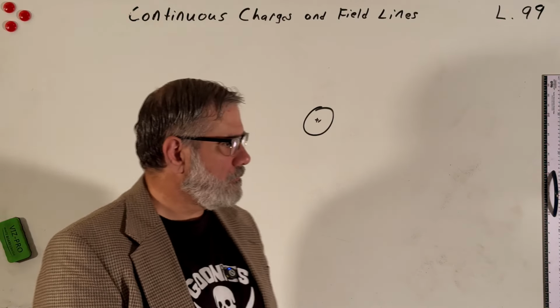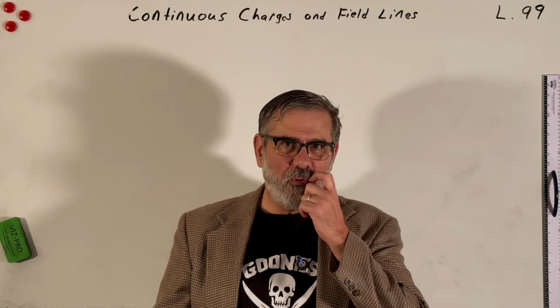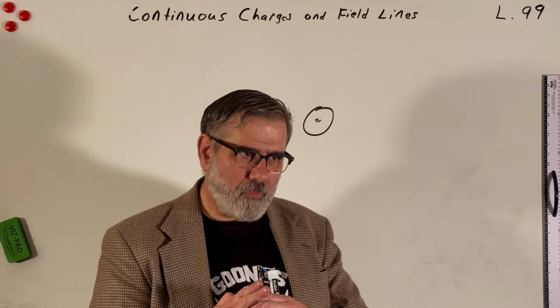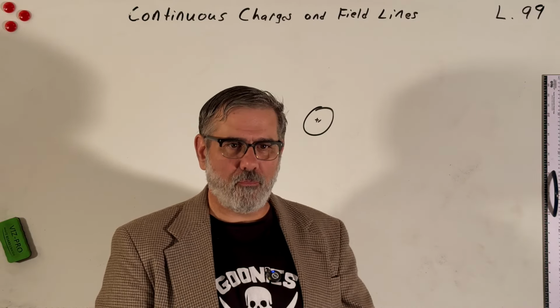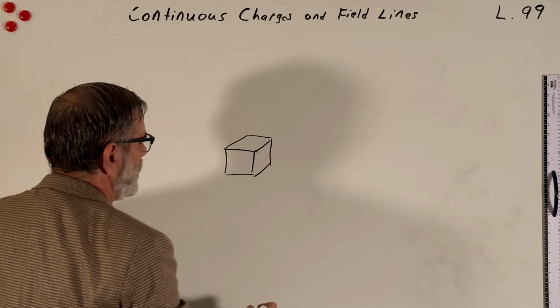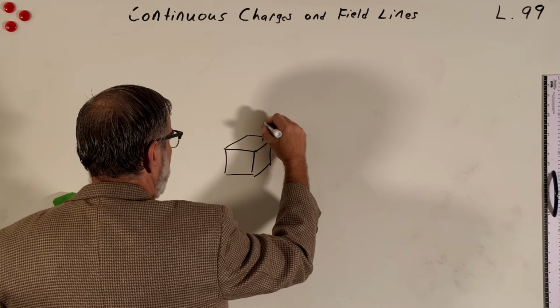So the field lines are a useful way to try to visualize what's going on. One last thing I'll leave you with is that when you draw a surface, the field lines will always emanate perpendicular to the surface. So if I have some surface like this, and it's charged, let's say it's positively charged, which way do the field lines go? They go perpendicular to the surface.